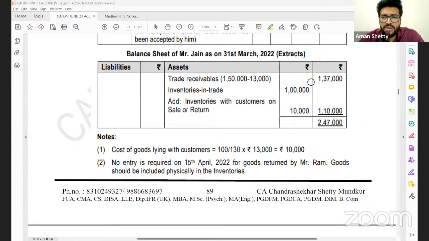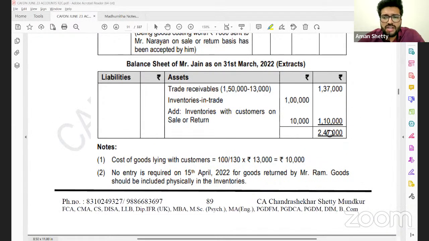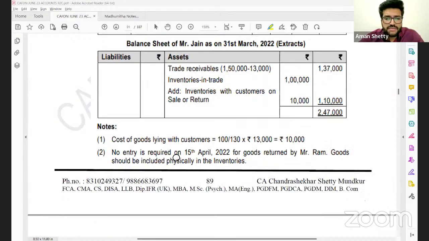But this is not required to total actually. It is not suggested to total. Extracts only, please don't total. Because trade receivables and inventories are two different line items. It is suggested not to total it.